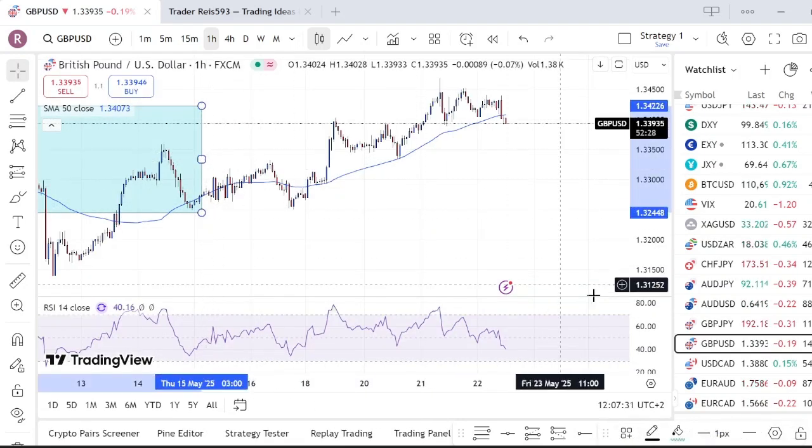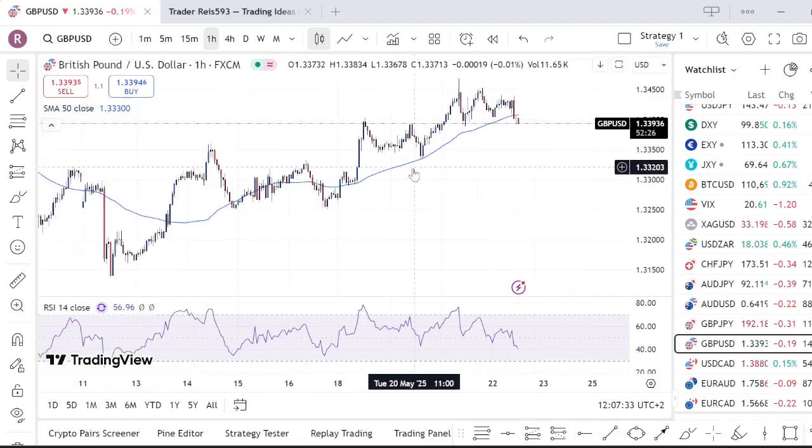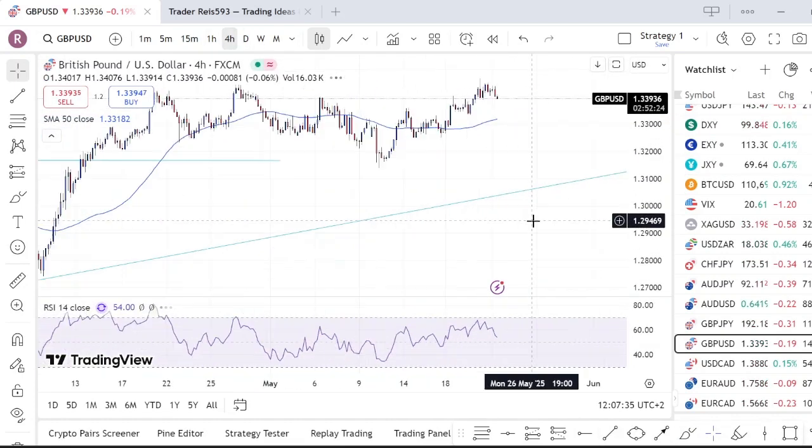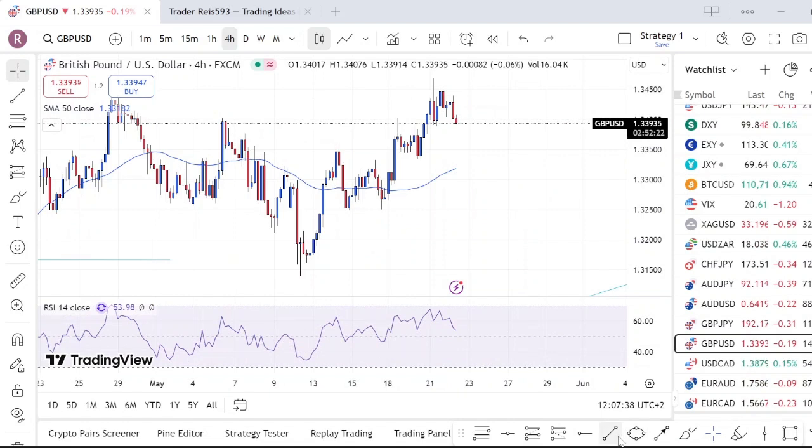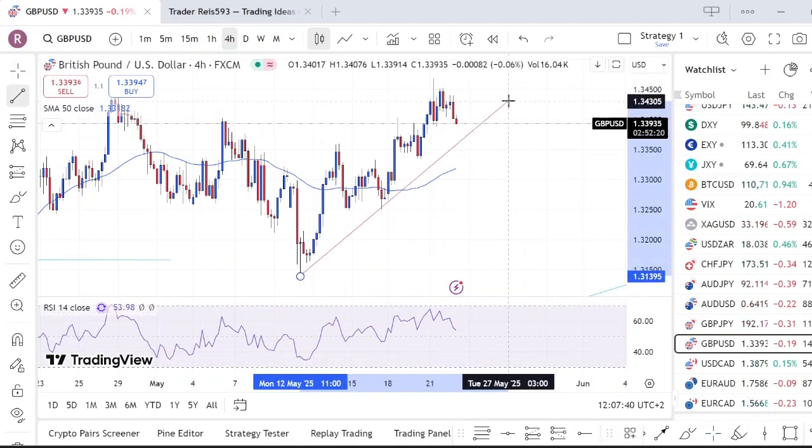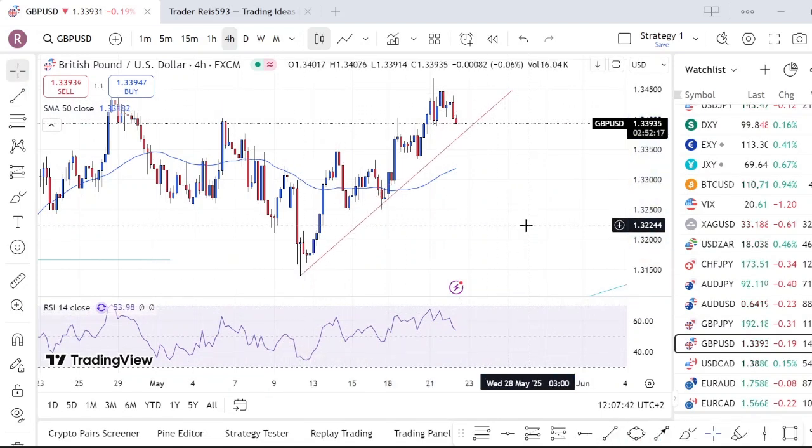GBP USD, what can I see here? I think it's very much moving bullish. Yep, very much moving bullish. So pound clearly in control against the dollar. We are continuing to make highs.